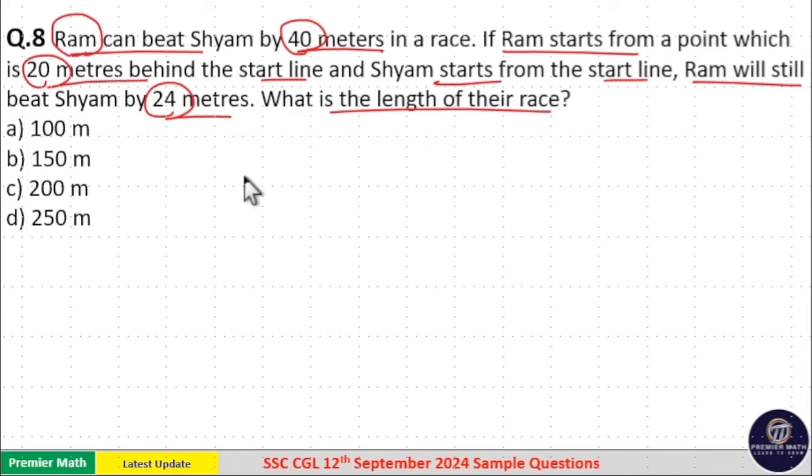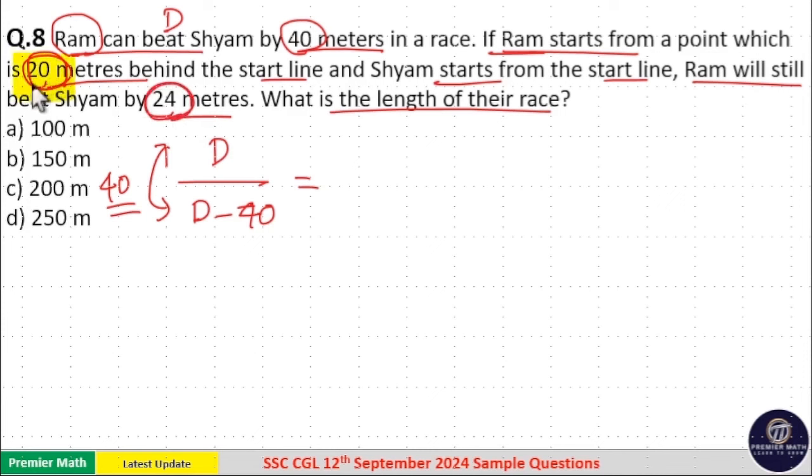Here winner is Ram. When Ram covered D distance at time T, Shyam is 40 meters behind him at the same time T. So difference is equal to 40 meters at the same time. If he starts 20 meters behind, that is, if Ram covers extra 20 meters, Shyam is only 24 meters behind him. Which means, when Ram covers extra 20 meters, Shyam is covering extra 16 meters. That is 40 minus 24, 16 meters.